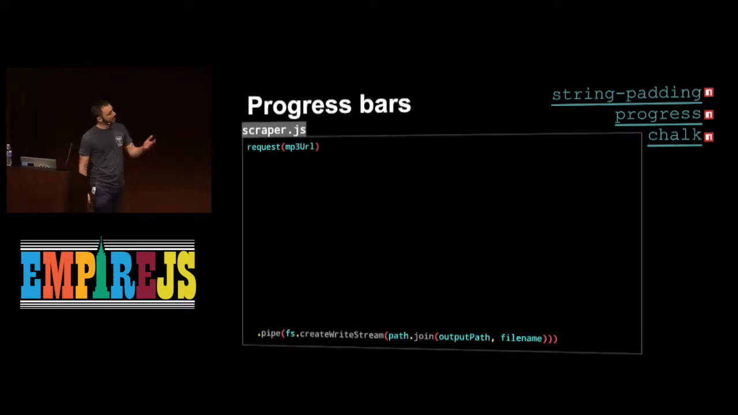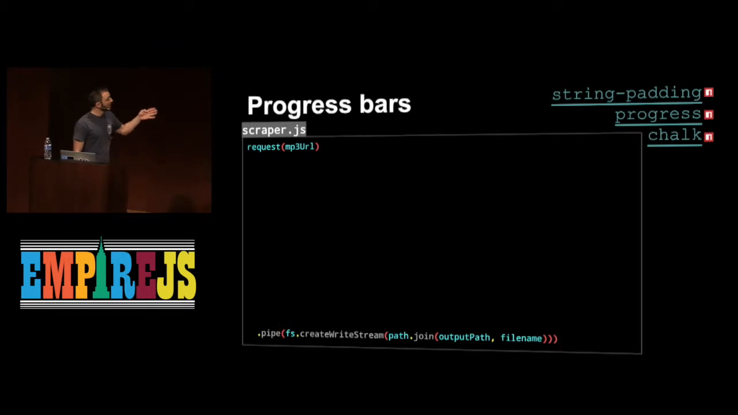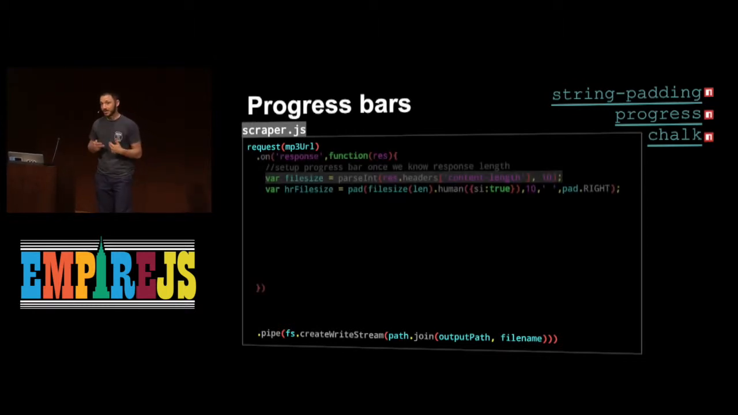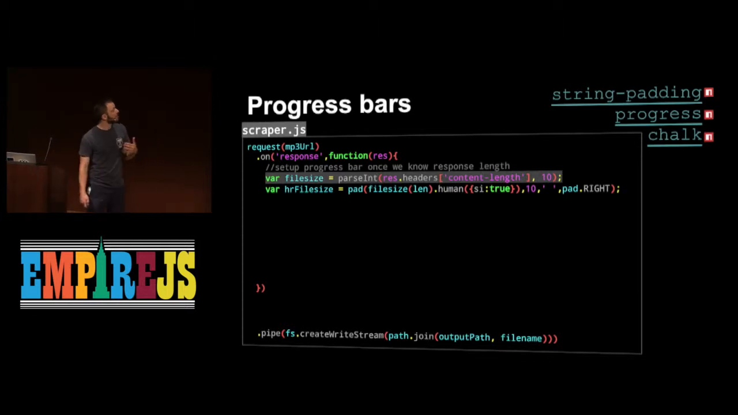There's a nice library called progress, and it makes it easy to add progress bars. So in our downloadMP3s, in the function that gets an individual MP3, it takes the URL and it does a request, and then way down here we pipe it to disk, we stream it to disk as it comes in. But we need to do a couple more things here if we want progress bars. We need first to get some information and set up our progress bar right when the response starts. So we're going to listen to on response.